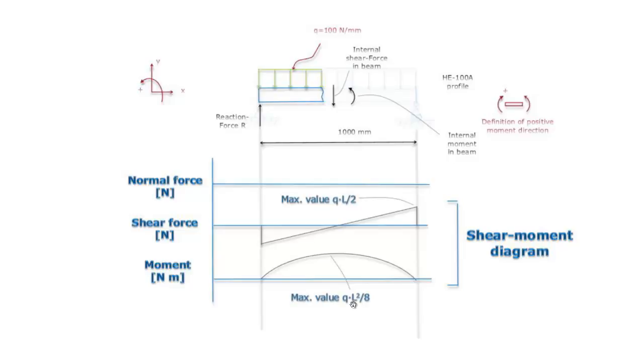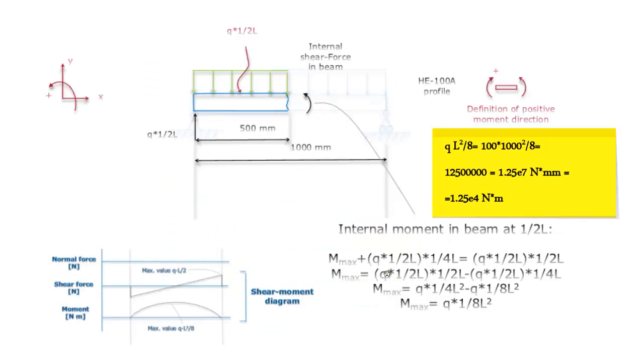The maximum value is q, the distributed load, times the length squared divided by 8, and how this maximum value was calculated is written on the next page. So switch to the next page here. Here you see the whole calculation of how to calculate the maximum moment with the help of a virtually cut beam, when there is a distributed load. You'll find that the maximum moment is the distributed load times the length squared divided by 8, and here I have it filled out for this example of a beam of 1 meter long.